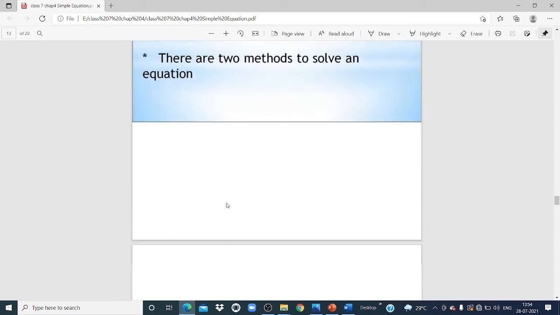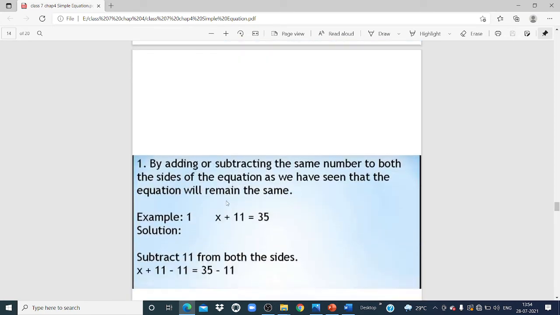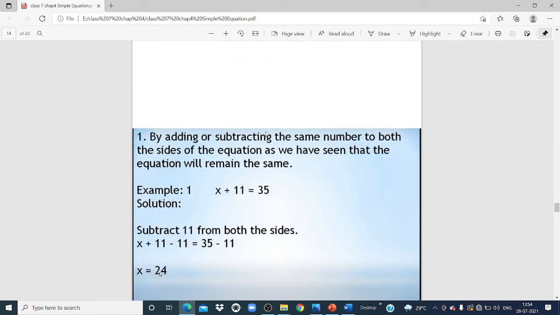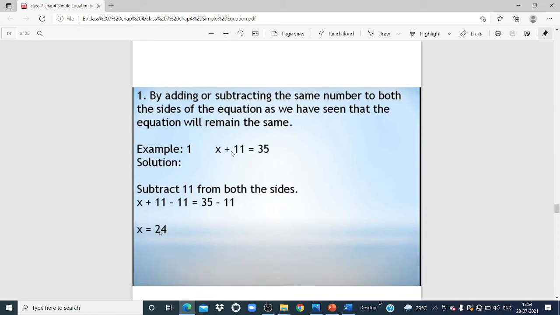There are two methods to solve the equation. What are the methods? By adding or subtracting the same number to both sides of the equation, we will get the same equation. For example, x plus 11 is equal to 35. So, we have to find the solution of this equation. What will be the solution? By adding or subtracting. Here just see. I will tell you one shortcut trick. x plus 11 is equal to 35.